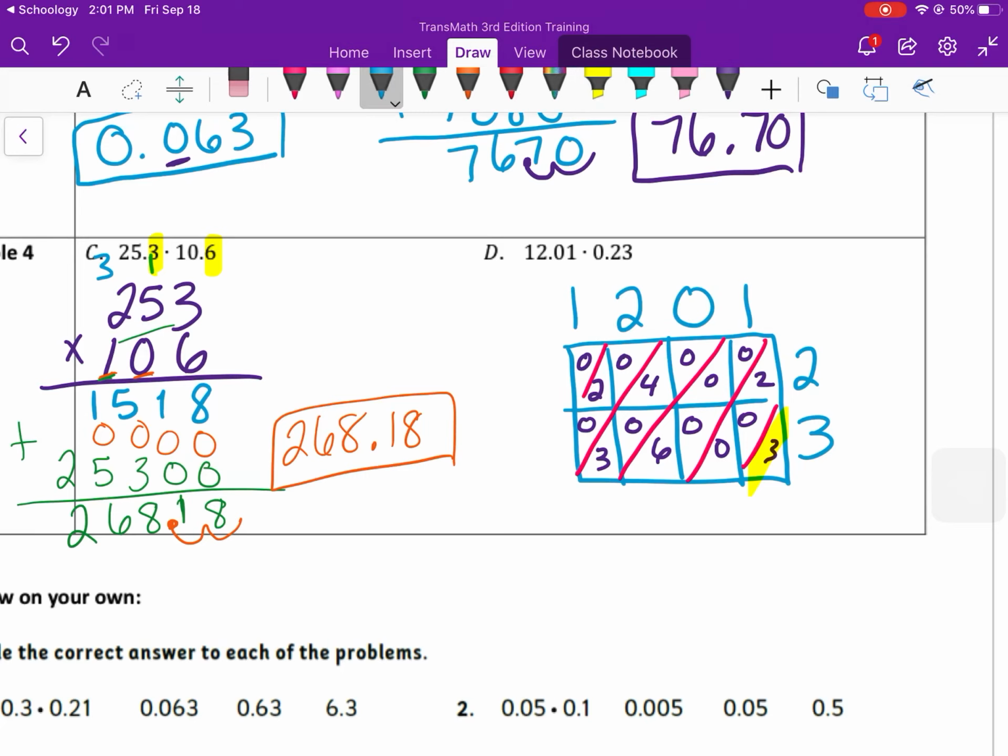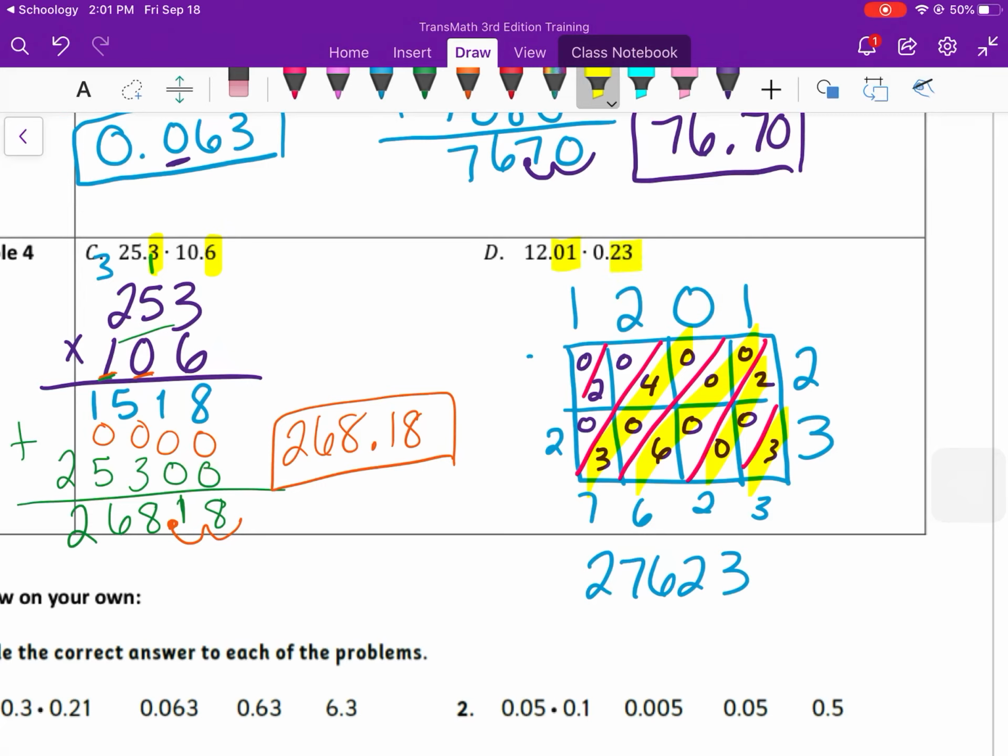Then add the columns. So 3. This column would be 2. This column adds up to 6. This column adds up to 7. And this column's 2, and that's 0. So 2, 7, 6, 2, 3.